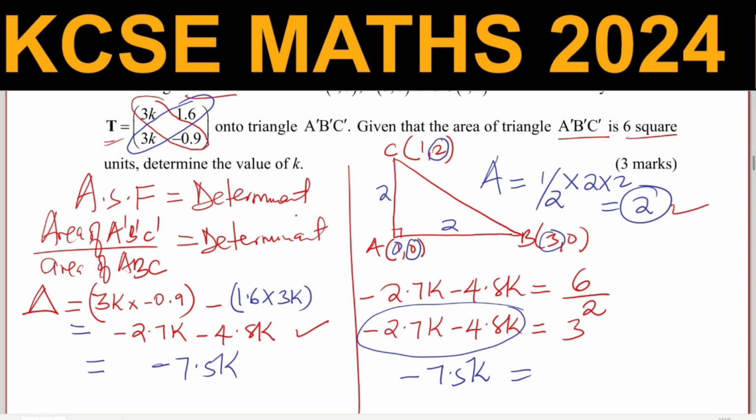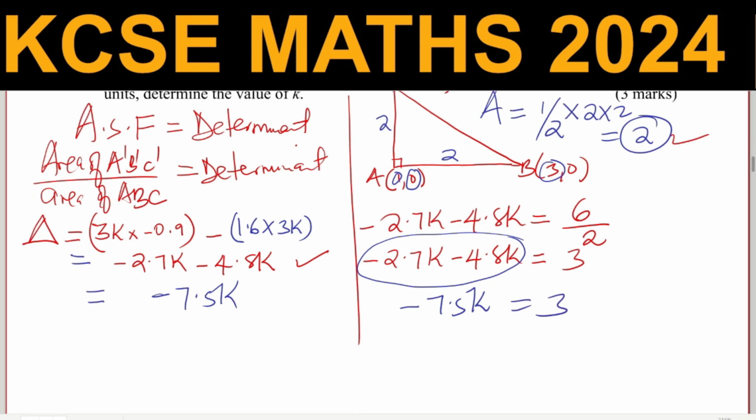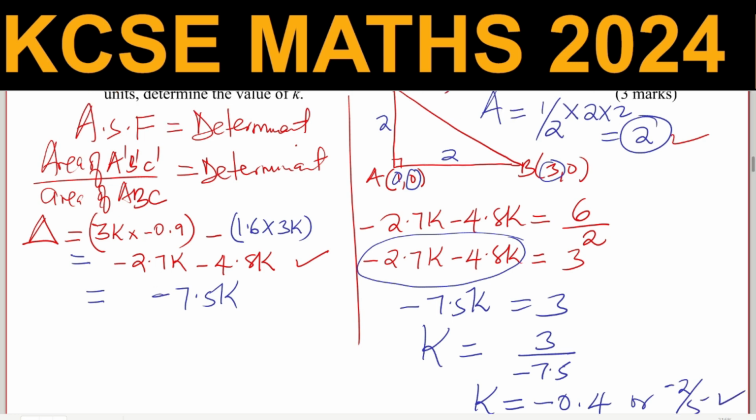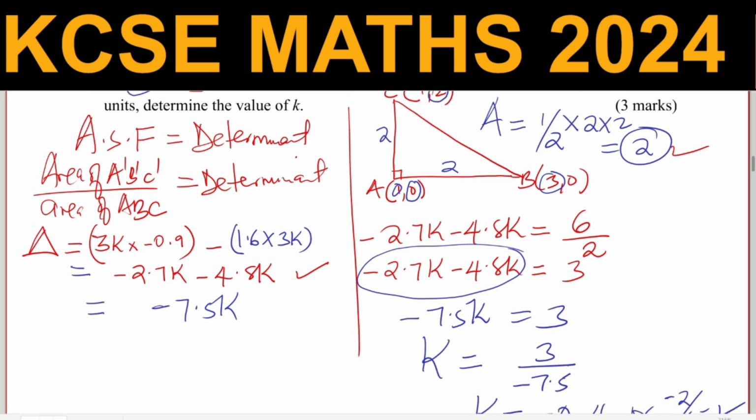is equal to 3. So now let's get k. So k will be given by 3 divided by negative 7.5. Divide both sides by negative 7.5, and this will give k as negative 0.4, or you can write it as a fraction, negative 2/5. So that is simply how you're supposed to solve that question.